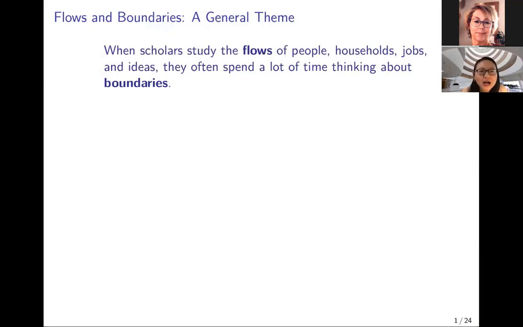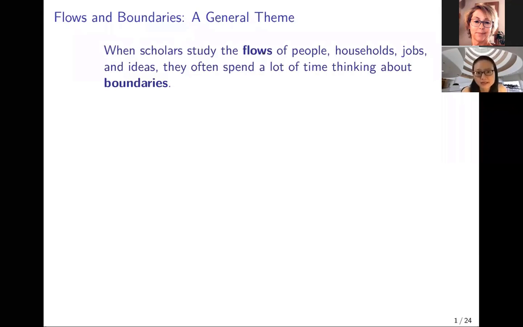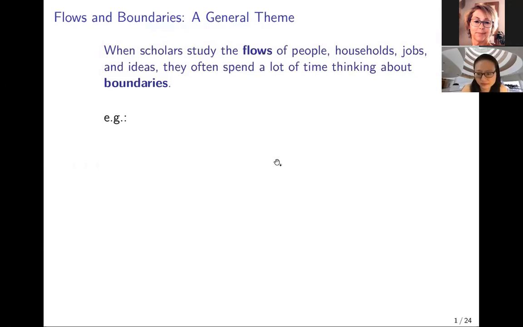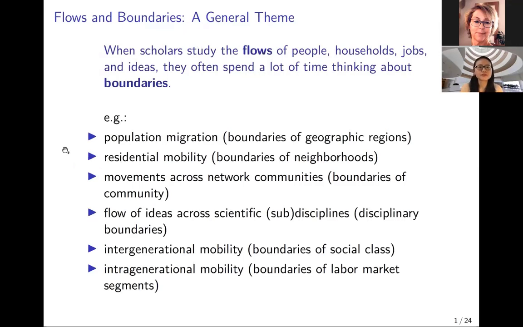Okay, so this talk is going to be about flows and boundaries in occupational mobility. But before that, I also want to make a case for flows and boundaries in general, especially as it matters for population research and research in social science in general. I want to make a case that scholars need to think a lot about how they define boundaries when they study how people, households, jobs or ideas move, or the mobility of things.